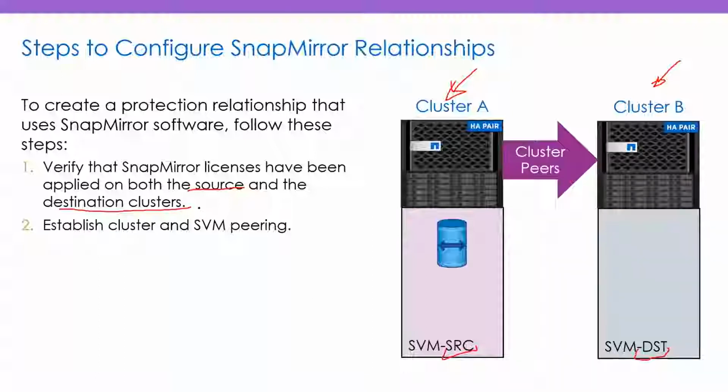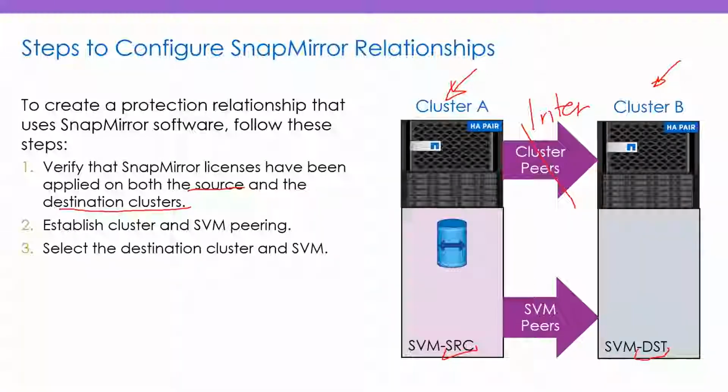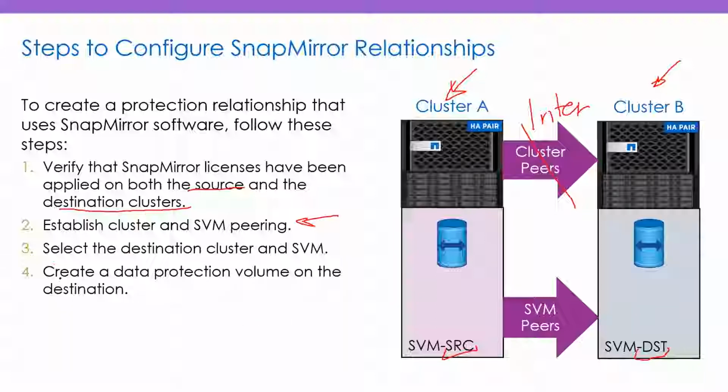Then what would be the next step? Make sure you've done cluster peering in case you are planning to do mirroring intercluster. If not, then you don't need it. And you would always need SVM peering, unless you are mirroring within the same SVM, which is possible, but nobody does that. Select the destination cluster and SVM. Create a data protection volume on the destination. Tell us where the data would go.